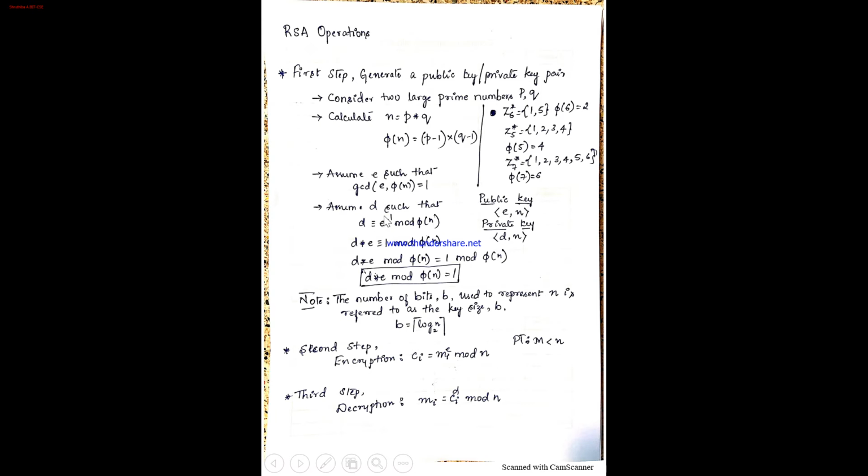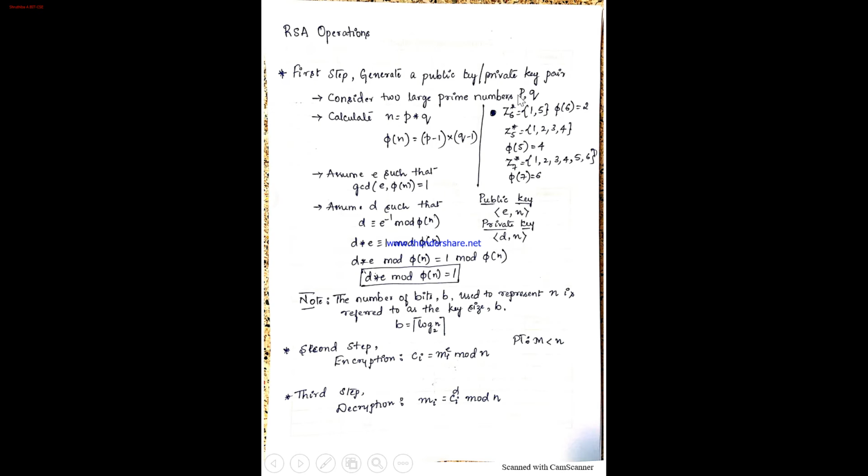Okay, so similarly we need to find the value of D. D will be the inverse of E mod phi of n. So you need to find the inverse value of E mod phi of n. The inverse means their product mod phi of n should be equal to 1. The steps are very simple.